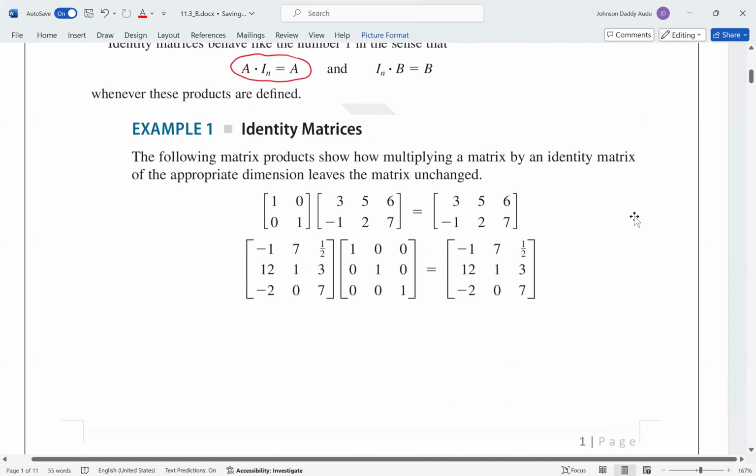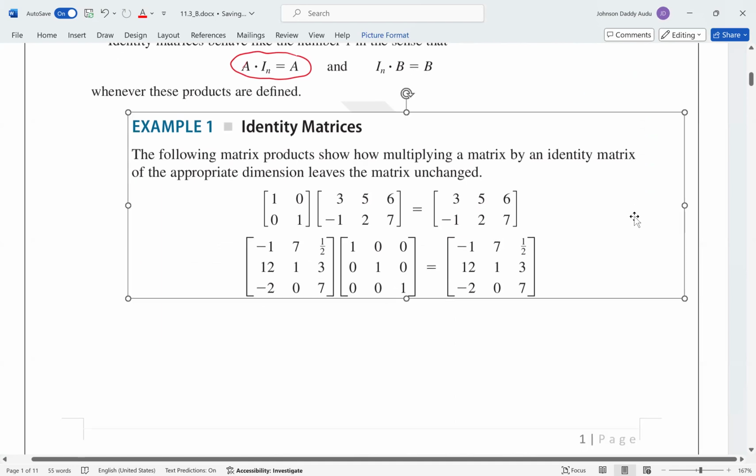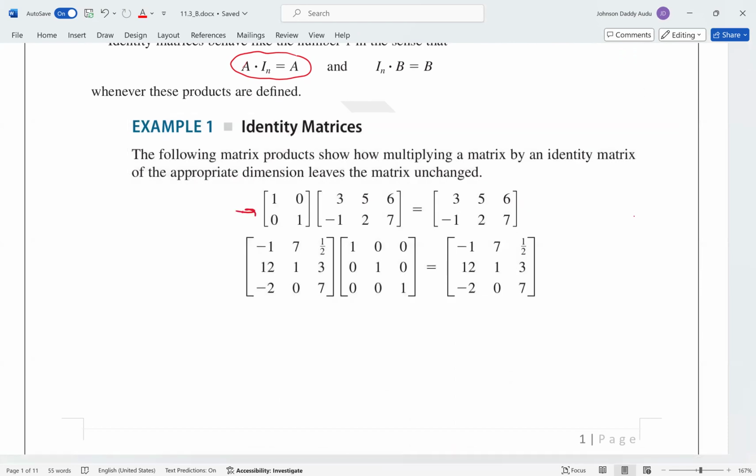This is just to show that if you multiply I by another matrix, you get the same matrix back.